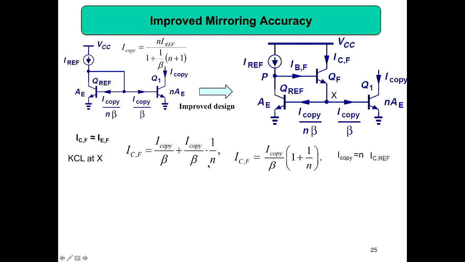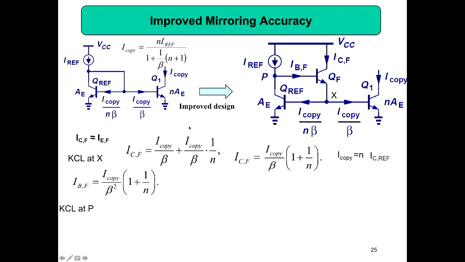Then we know that I copy equals n times IC reference. Now, what is IBF? What is the base current? If you know the collector current, what is the base current? It is divided by beta. So ICF divided by beta equals the base current. So you already got the collector current, and divided by beta, it will become beta square. So that is the base current of QF.